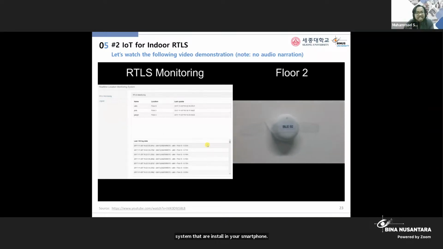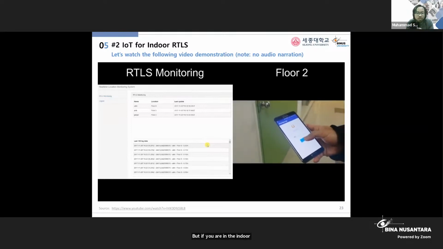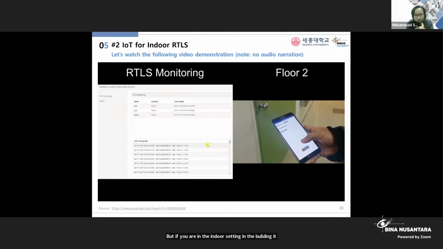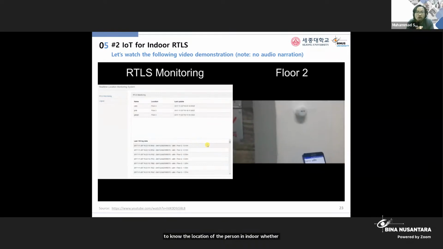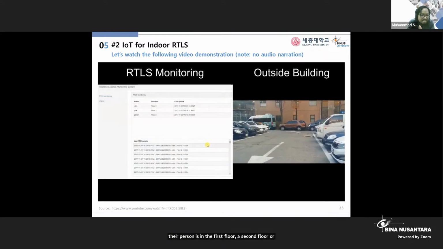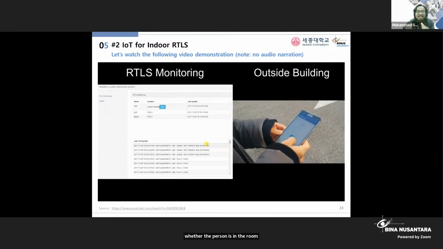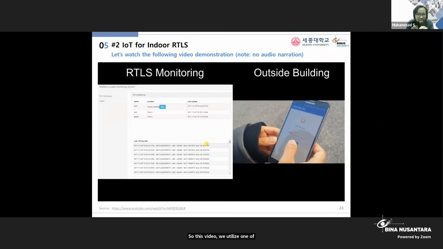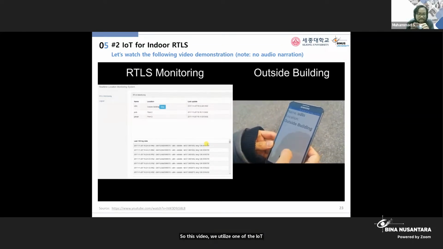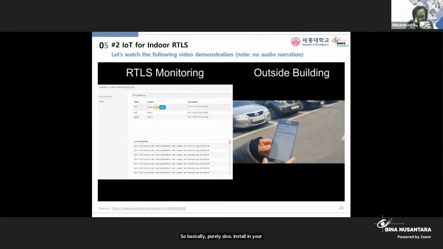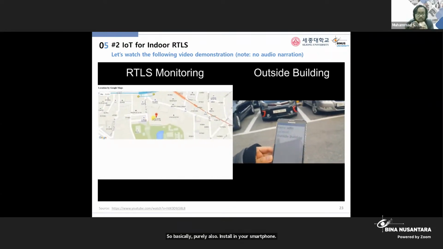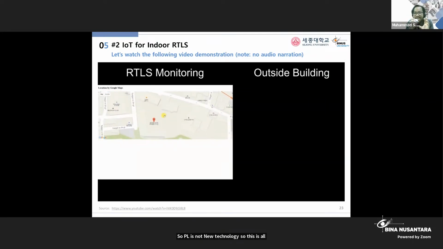But if you are indoors, in the building, it is really hard to know where you are, whether the person is on the first floor, second floor, or in room A, B, C, something like that, right? So in this video, we utilize one IoT device, called Bluetooth Low Energy, BLE. BLE is also installed in your smartphone. It is not a new technology, it is old technology, but we can utilize it for monitoring or locating a person in an indoor setting.